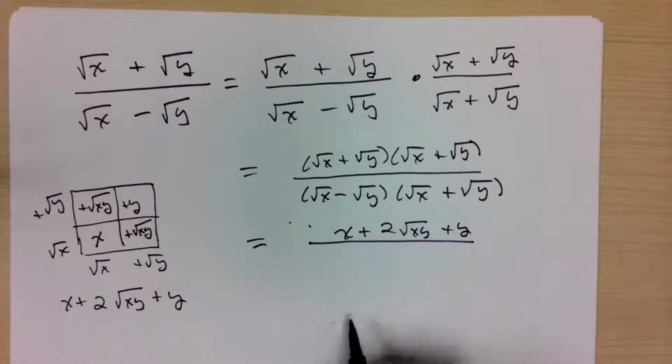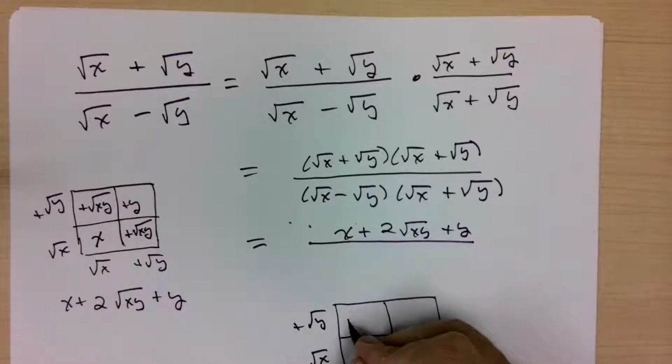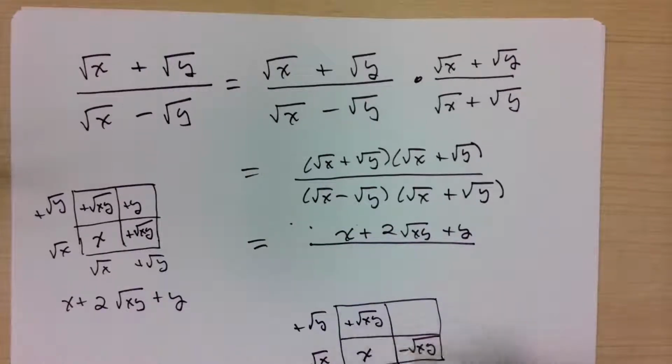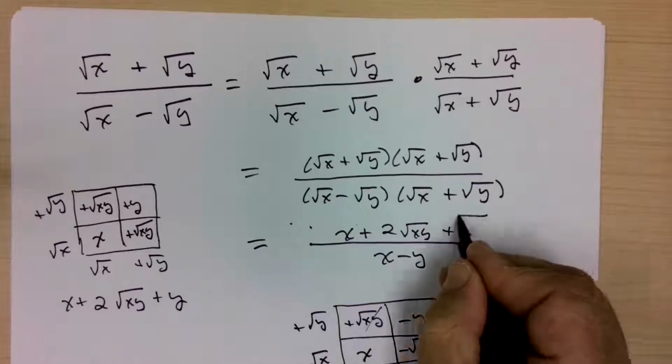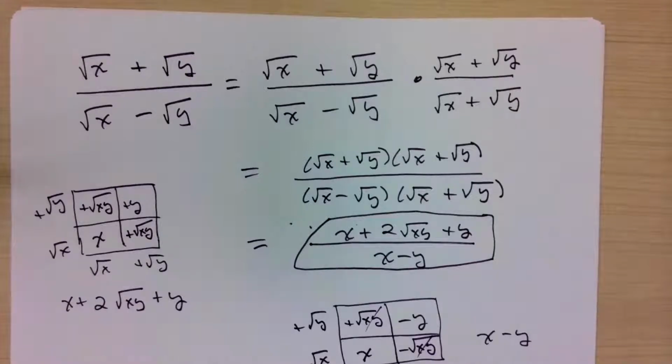On the bottom, I have root x minus root y times root x plus root y. Let's do that. Root x times root x is root x squared, or x. Root x times root y is plus root xy. Negative root y times root x is negative root xy. Root y times root y is y, negative, minus y. This goes away. I'm left with x minus y. And that is my answer to that question.